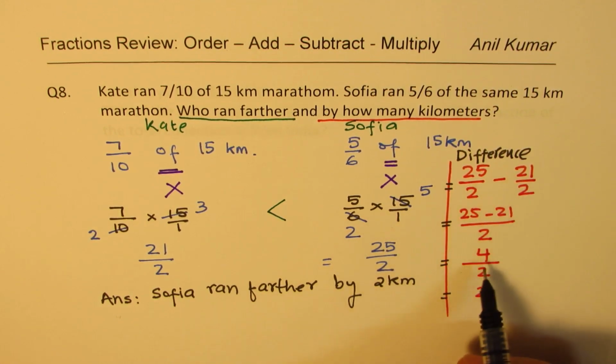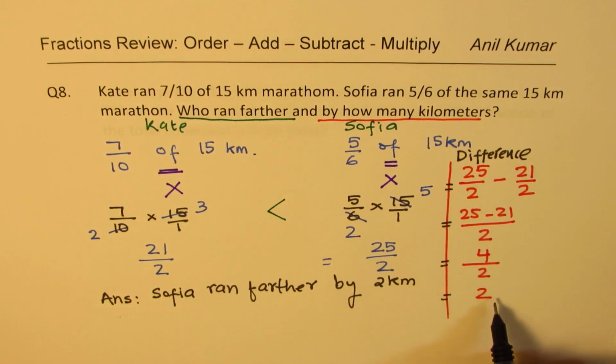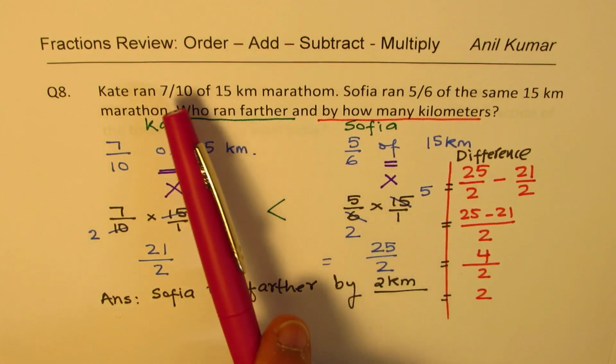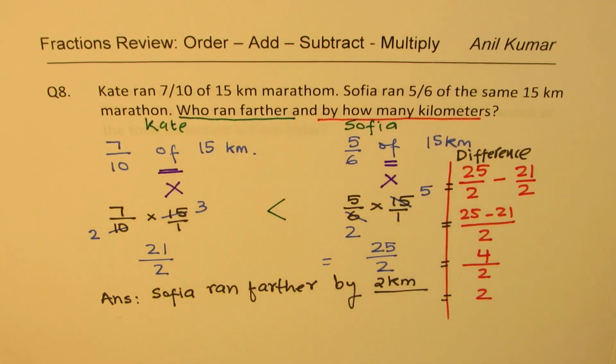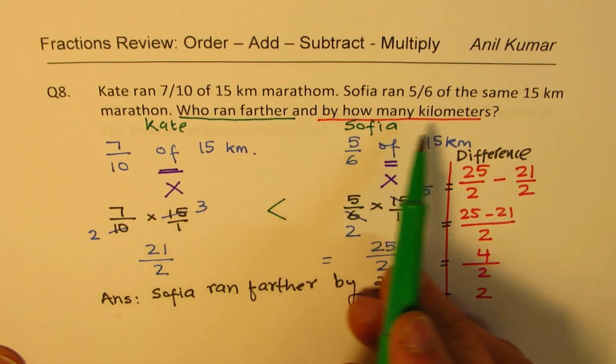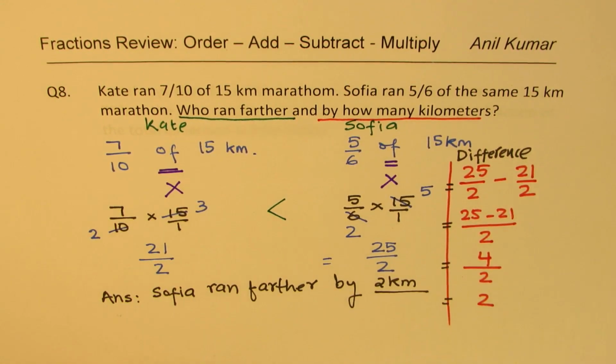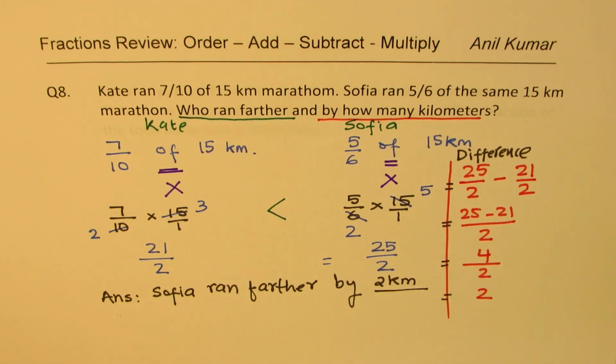25 minus 21 is 4, and 4/2 is 2. So we got our answer as 2 kilometers. Does it make sense to you? So that is how we are going to do it. Now, an alternate method could be that you first find the difference between 7/10 and 5/6. But since we have to find how much farther she ran, it is better to find the values. Perfect. So I hope that makes sense. Now let's move on and take the next question, which is extremely important. But I hope this concept is absolutely clear, right?